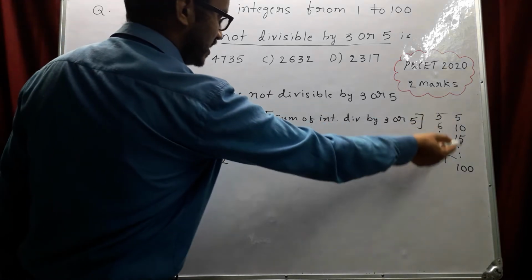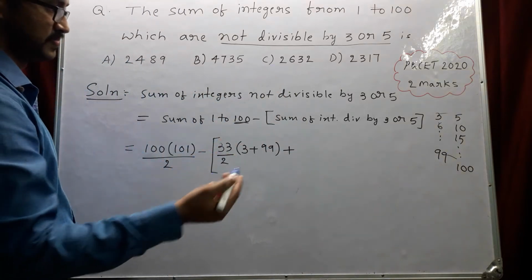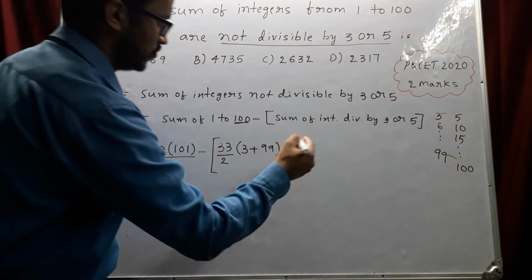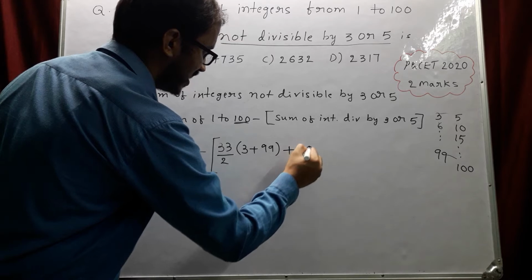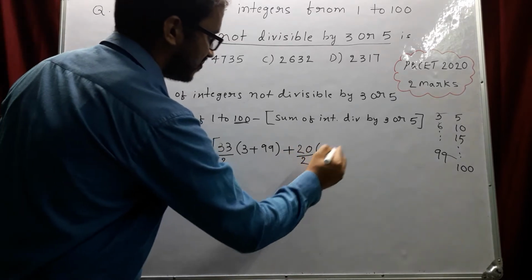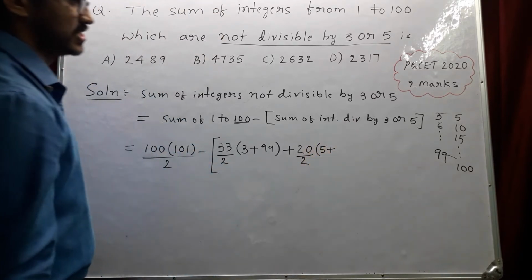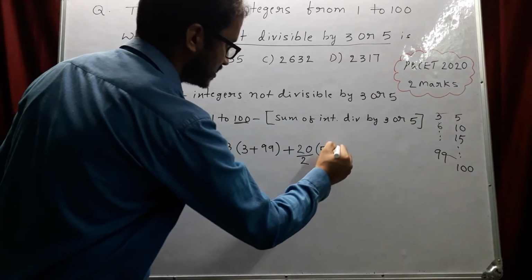So again it is in AP. If you add all these numbers, what is the sum? As I told, n by 2, where n is 20. 20 by 2 into the first number, which is 5, and the last number, what is the last number? That is 100.